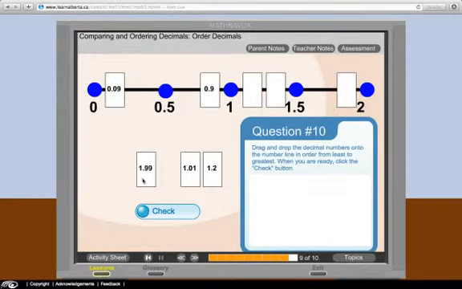1.50. 1.99 is greater than 1.50. That leaves these two, 1.01, 1.2. Remember, this could be 1.20. So 1 hundredth or 20 hundredths.